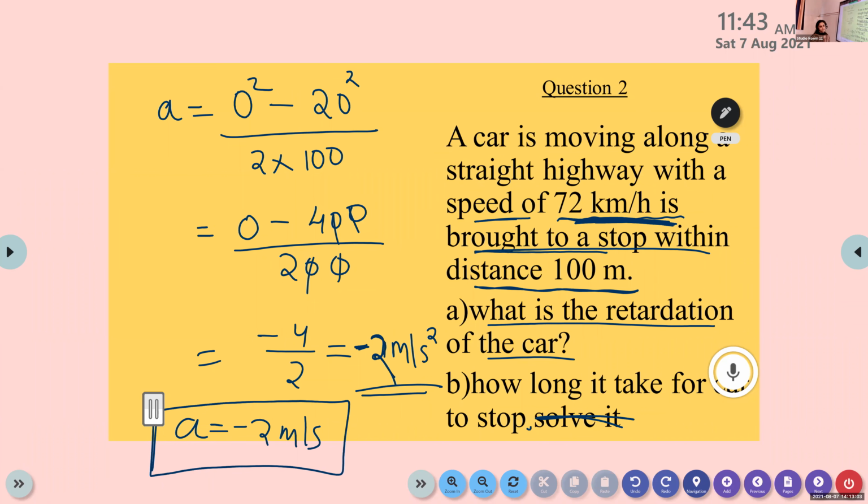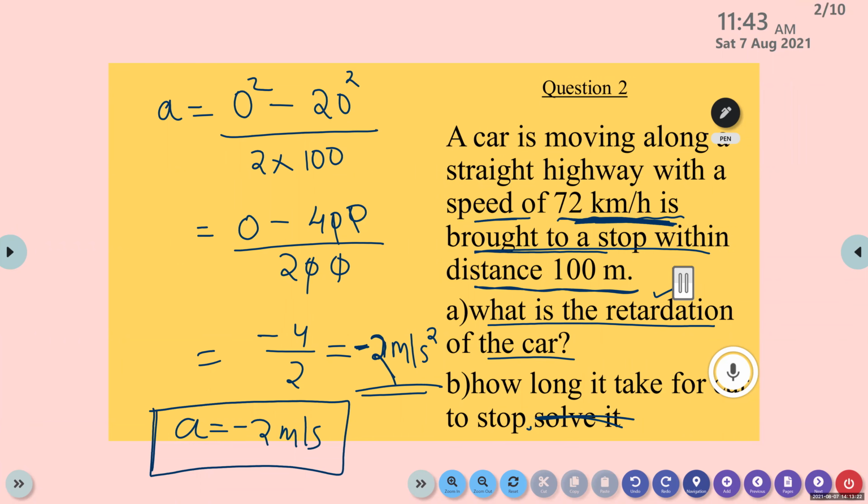Is it clear? Is there any doubt regarding this question? Ma'am, yes. When we say retardation, can't we just write 2 meter per second square? No, retardation means negative acceleration. That is why we find it as minus 2. What is your doubt? It's not clear to me.